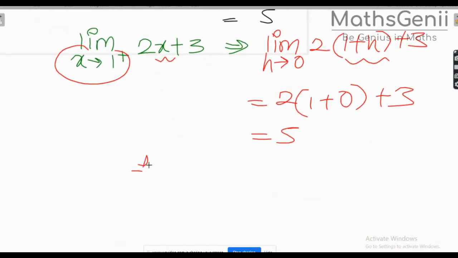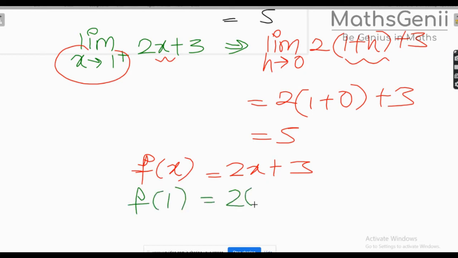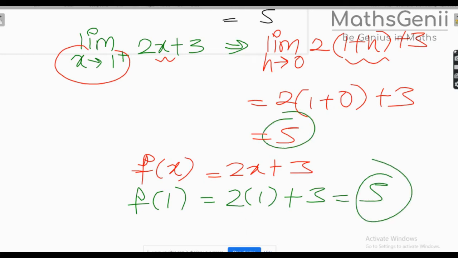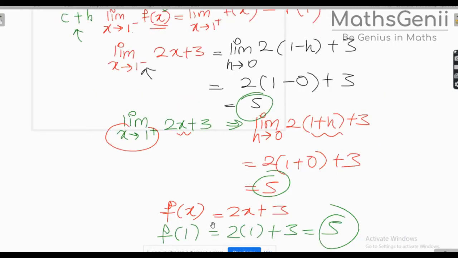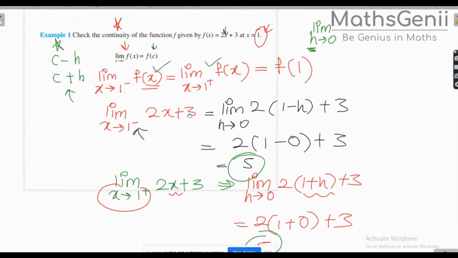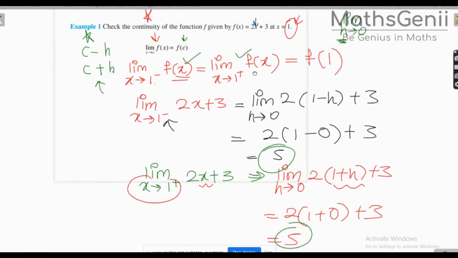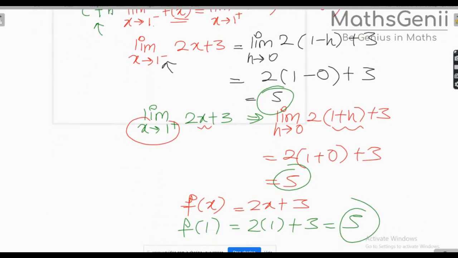So your f of x in the question is 2x plus 3. How do you find f of 1? The simplest of all. Just substitute 1. What do you get? 5. So here you have 5, here you have 5, and here you have 5. So in all these three places you have 5. What does that mean? The function is a continuous function. Okay, I hope with the example it's super clear for you guys.